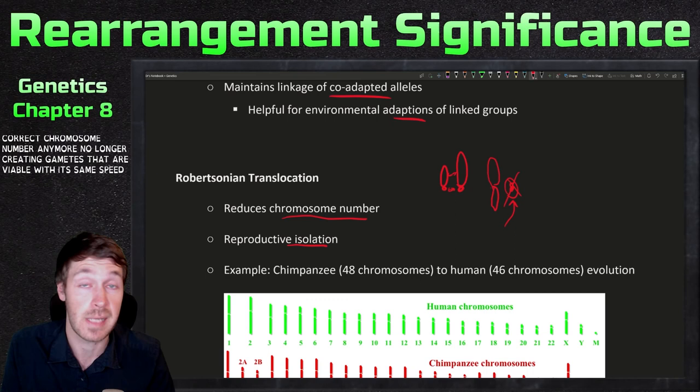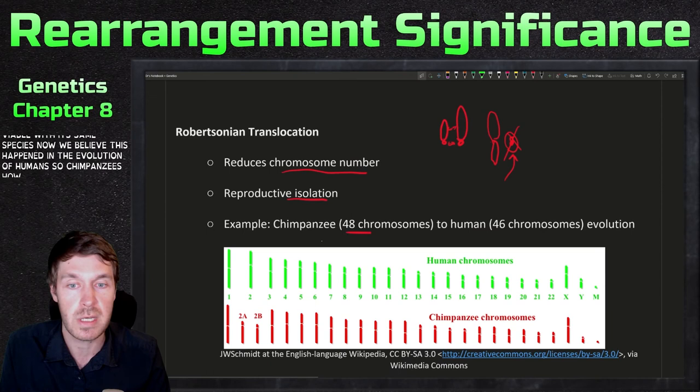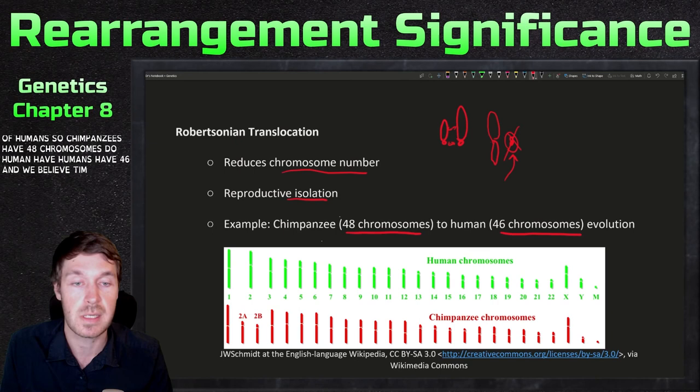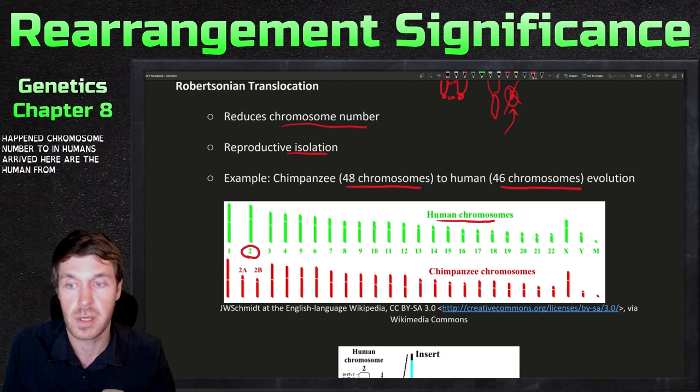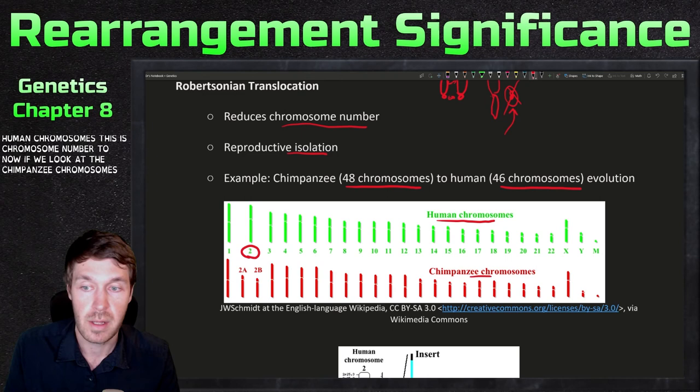Now, we believe this happened in the evolution of humans. Chimpanzees have 48 chromosomes. Humans have 46, and we believe the evolution of chimpanzees to humans was a translocation event reducing the number of chromosomes. How do we have an idea that this happened? Chromosome number 2 in humans. So right here are the human chromosomes. This is chromosome number 2. Now, if we look at the chimpanzee chromosomes, they have 2A and 2B.